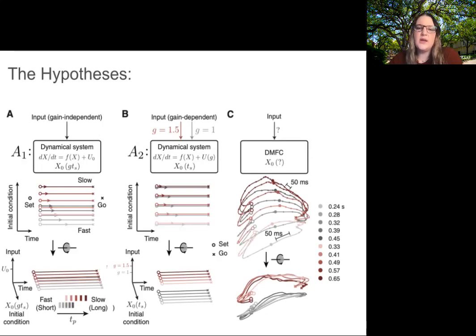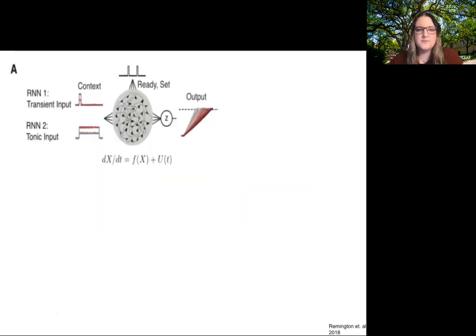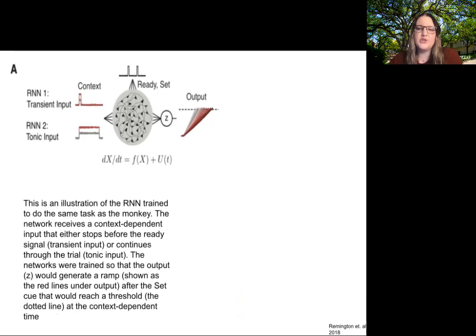So next, we're going to take a look at the schematic of the RNNs and the outputs for each hypothesis. This is an illustration of the RNN trained to do the same task as the monkey. The network receives a context-dependent input that either stops before the ready signal, which is the transient input, or continues through the trial, the tonic input. The networks were trained so that the output, Z, would generate a ramp as shown in the red lines after the set cue that would reach a threshold, the dotted line, at the context-dependent time.